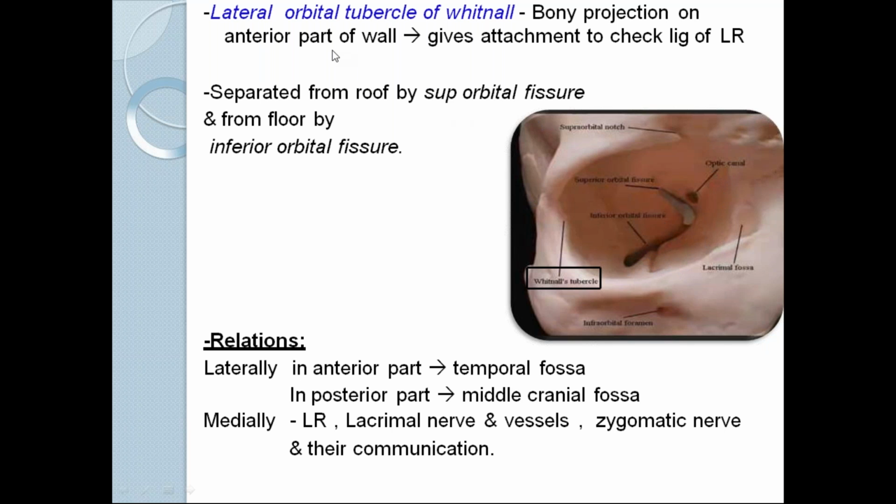So now we look at this particular superior orbital fissure. What does the superior orbital fissure transmit? It transmits so many vessels and nerves. This superior orbital fissure is divided into three compartments by the annulus of Zinn.